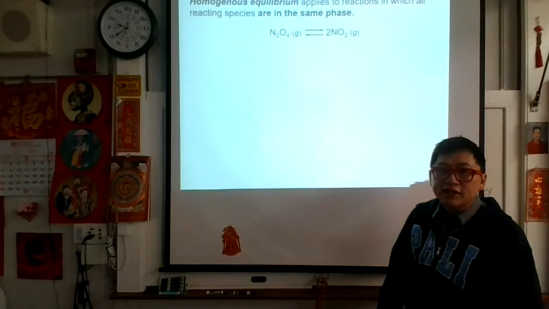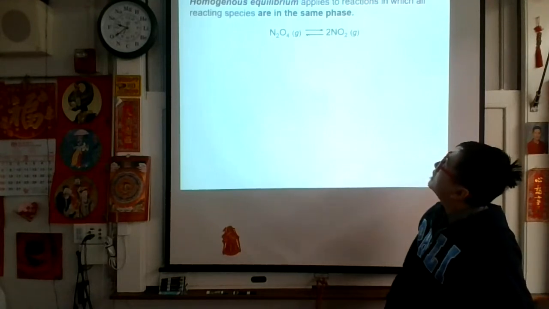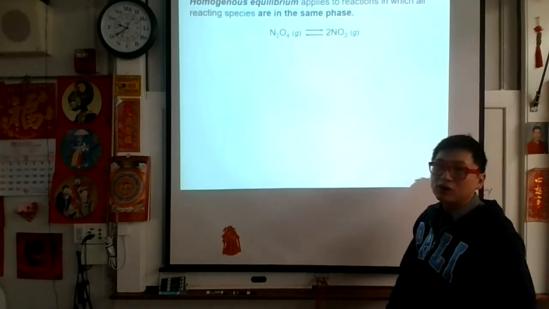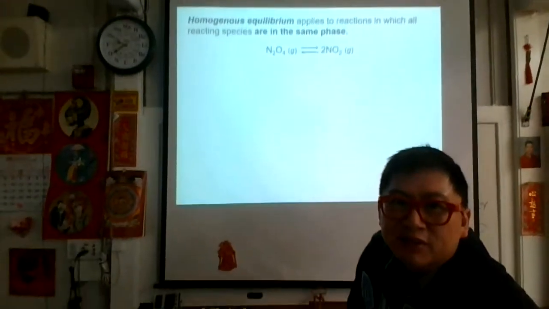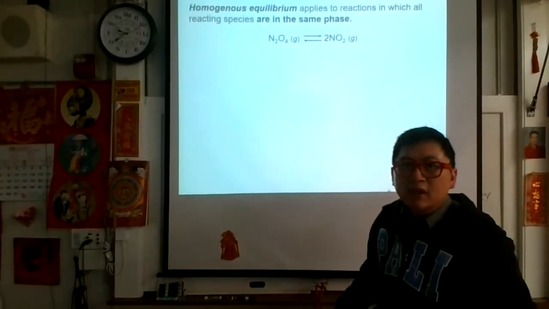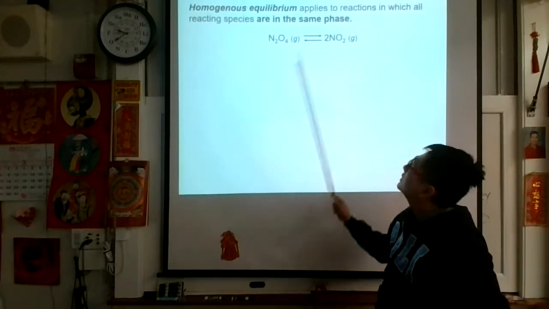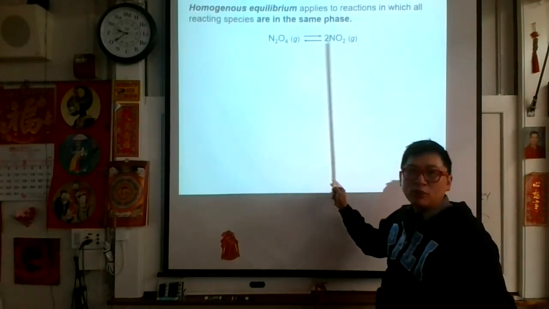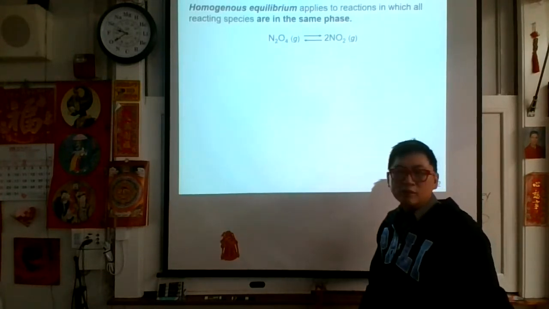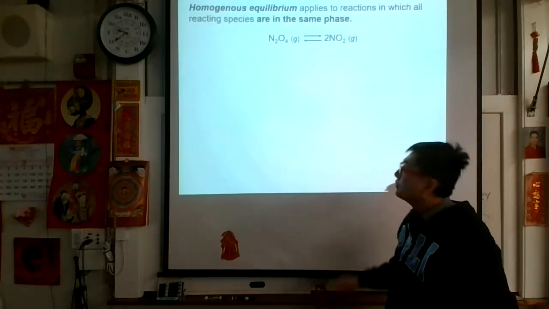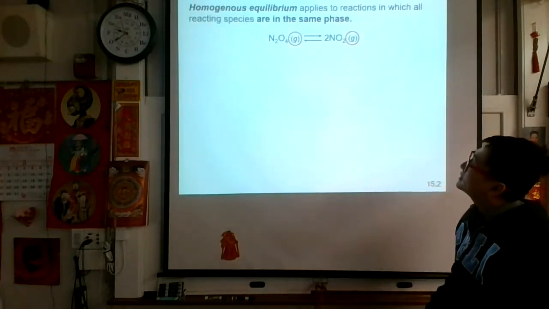Okay, so homogeneous equilibrium applies to reactions in which the reacting species are all in the same phase. Let me adjust the screen a bit. What it means by that is that they're all in the same phase, that these are both gases, or they can be both aqueous, but that they're in the same state of matter. In this case, both gases.